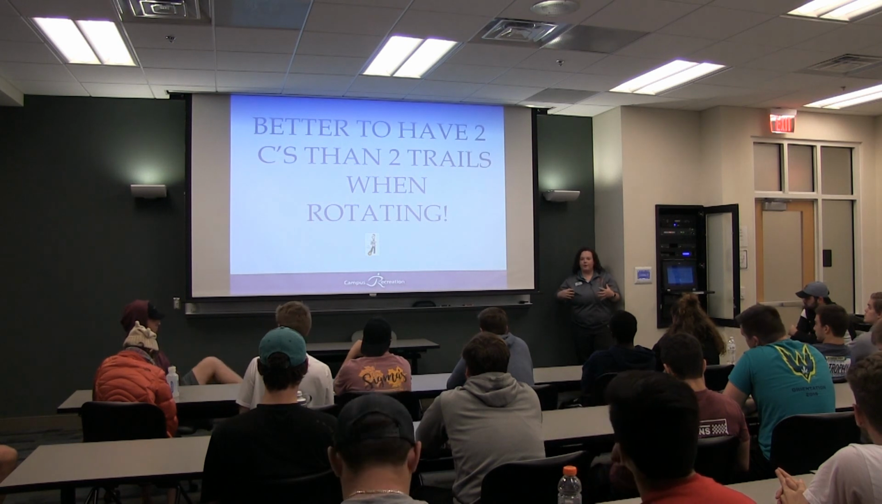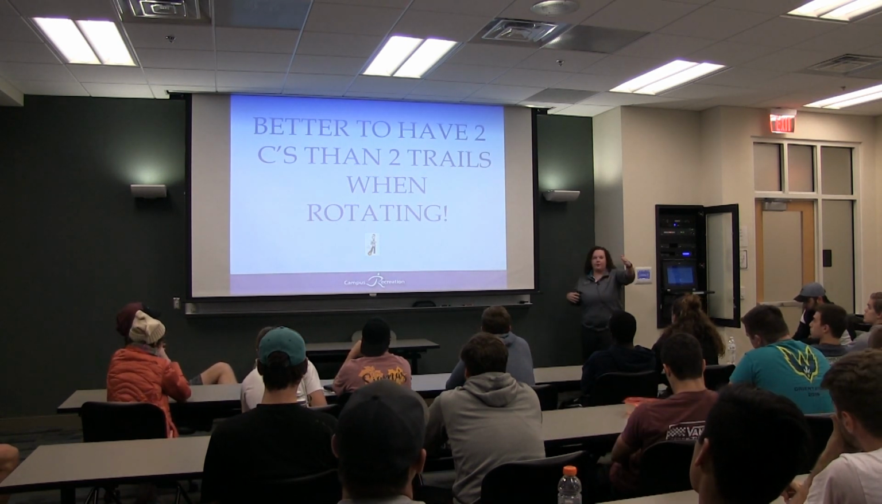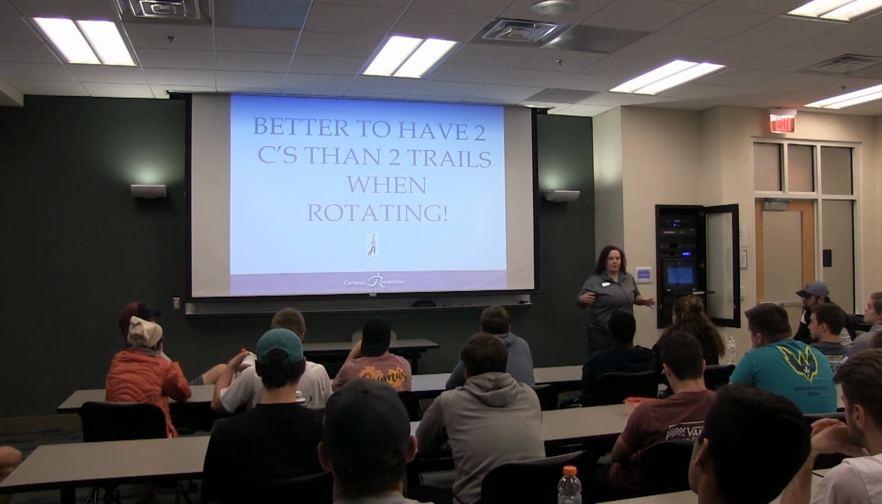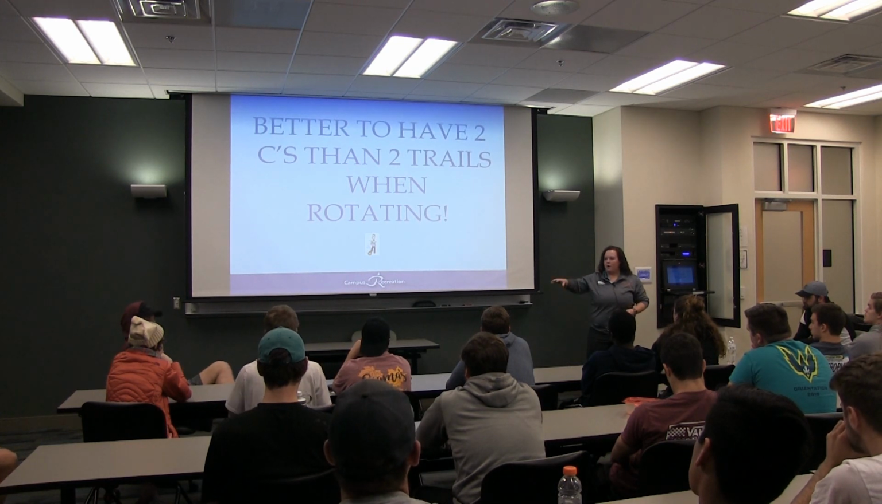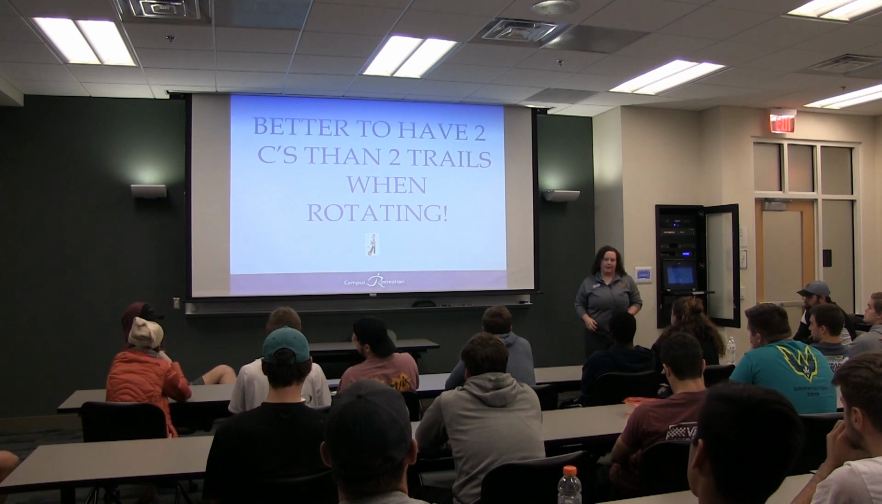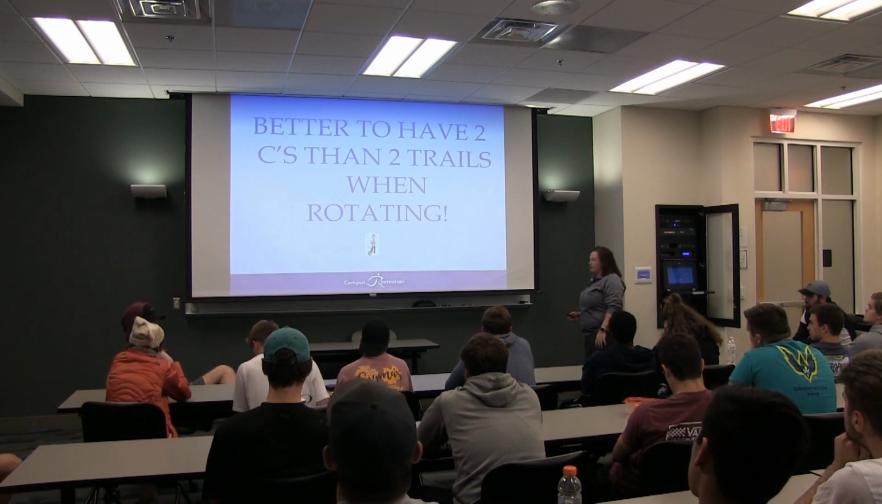So if you have 2 officials who are all the way back, that other half of the front court, your lead's got to get that whole section. So it's better to have 2 C's, especially in our league where you're not having a whole lot of play near the midcourt line. They're all trying to get to the baseline. So it's better to have 2 C's when you're rotating than 2 trails.